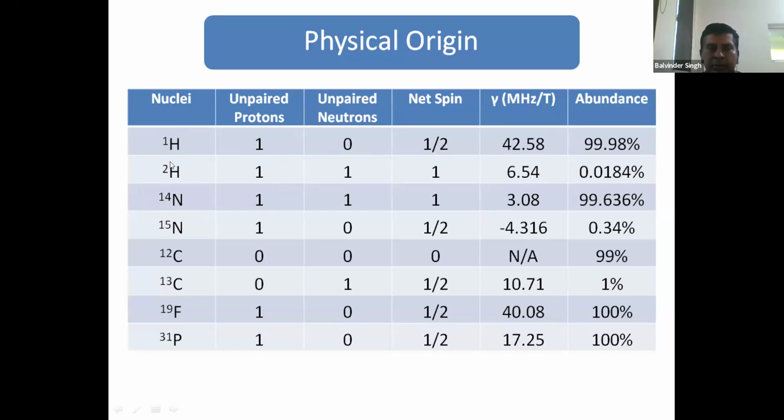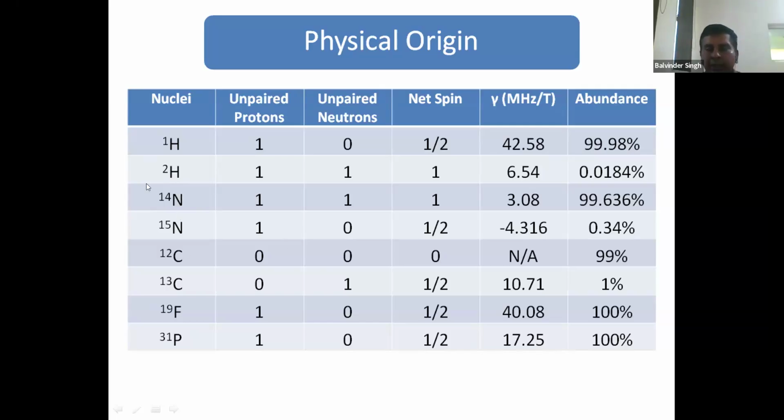Then we go to another isotope of hydrogen, that is deuterium. It also has one unpaired proton, and its net spin is 1. This changes the whole spectrum. Deuterium is a quadrupolar nucleus, whereas the proton has net spin half, so it is a non-quadrupolar nucleus.